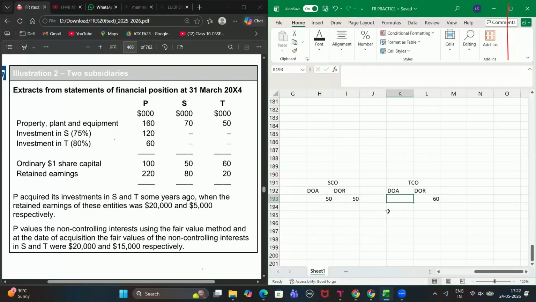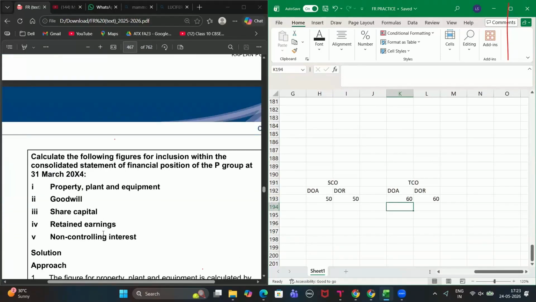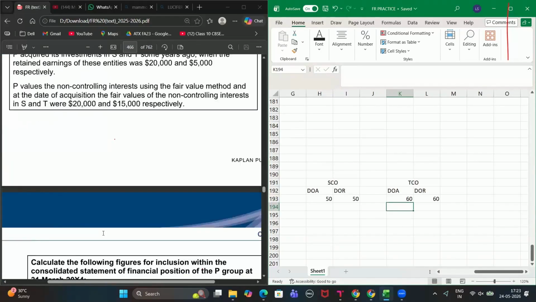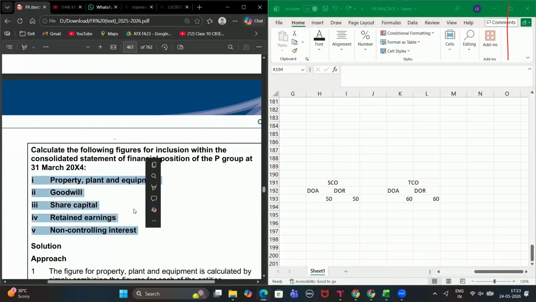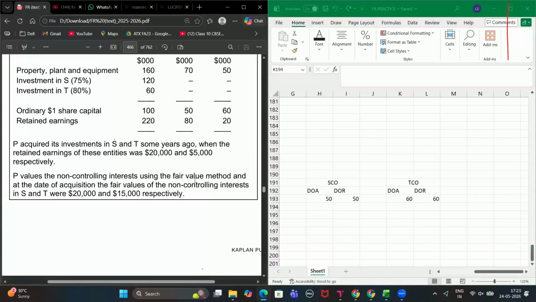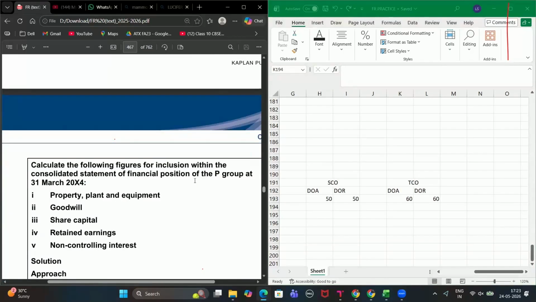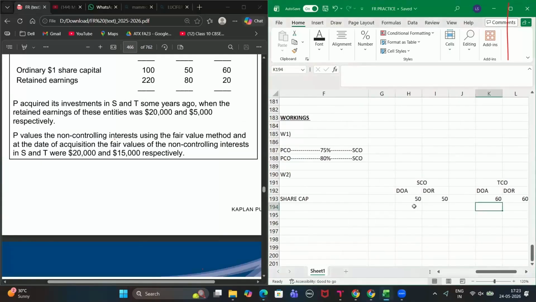60. What about acquisition? 60 only, right? No additional acquisitions are being made, right? Okay. See, they are just asking us to calculate these values in the consolidated SOFP. So tell me, what is the net assets?